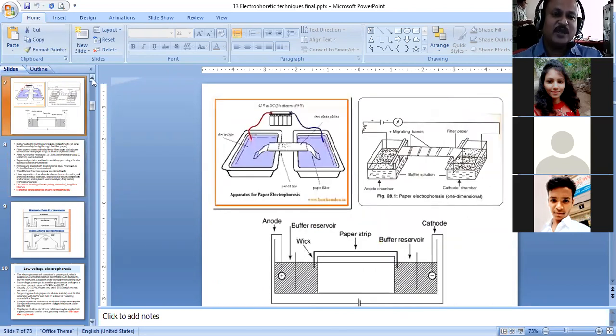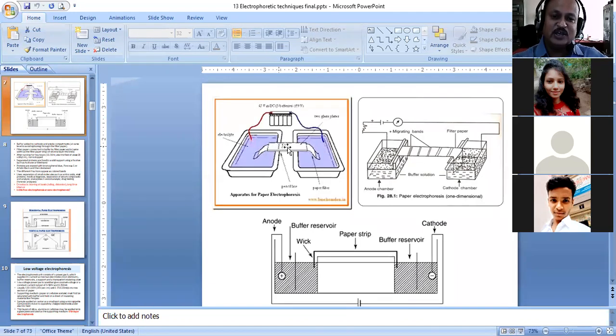Yes, sir. Okay, so I'm coming back to this picture now. Can you see the diagram here? There are two trays or two reservoirs, and they contain the buffers. One reservoir is connected to the negative electrode, the other reservoir is connected to the positive electrode, and then there is a power pack. So when we start the power pack, there is a flow of current from one reservoir to the other reservoir. And how will the current flow? It will flow through the paper, which is like a bridge connecting the two reservoirs.